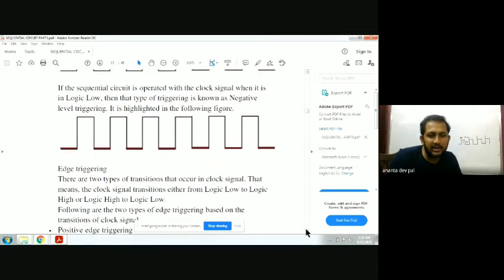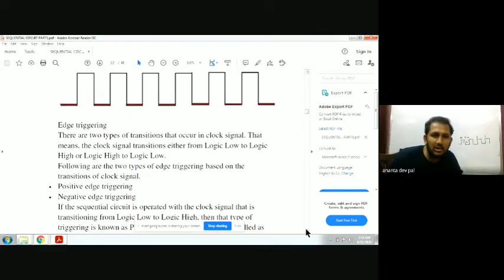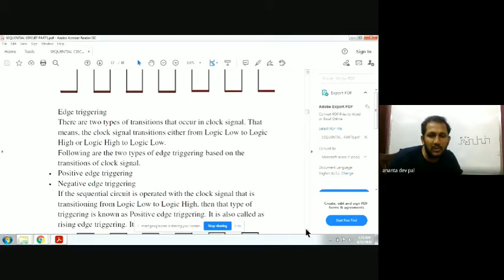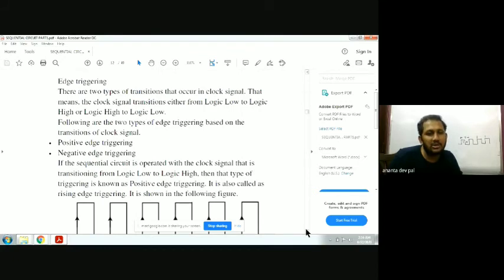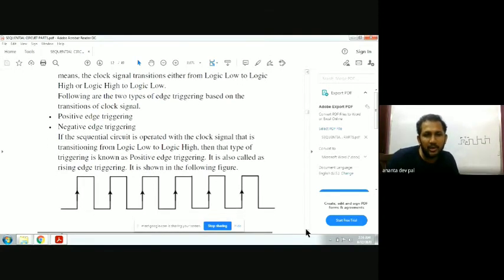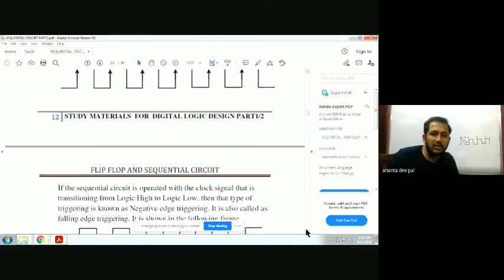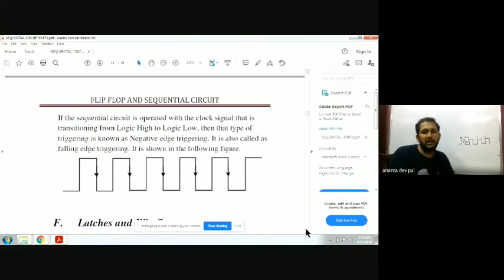And then there is edge triggering. There are two types of transition occurring in the clock signal. That means the clock signal transitions either from logic low to logic high, or from logic high to logic low. So these are the two types of edge triggering: first positive edge triggering, then negative edge triggering. If the sequential circuit is operated with a clock signal transition from logic low to logic high, that is positive. Low to high means positive, upward, and when it moves from high to low, it is downward, that is negative edge triggering. So there are positive edge triggering flip-flops and negative edge triggering flip-flops.